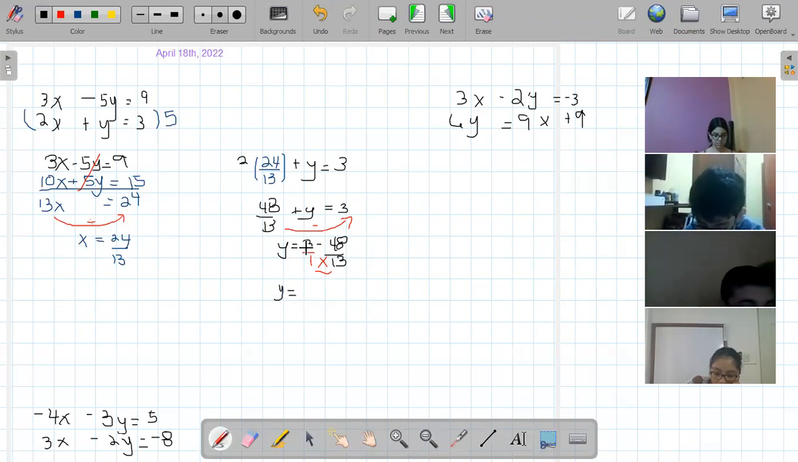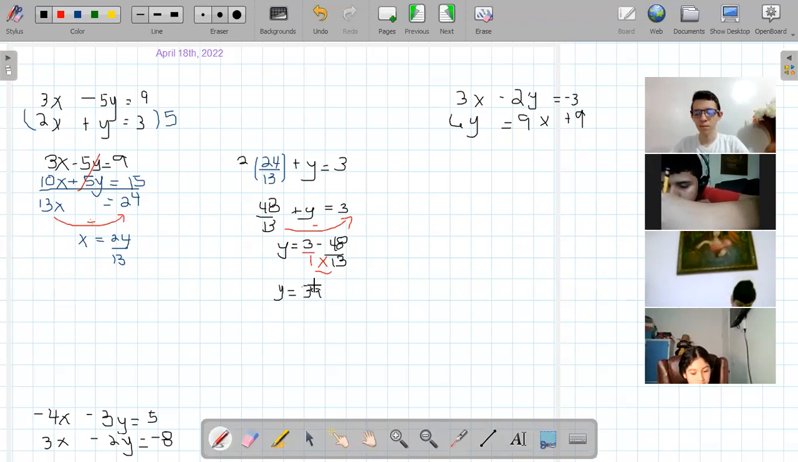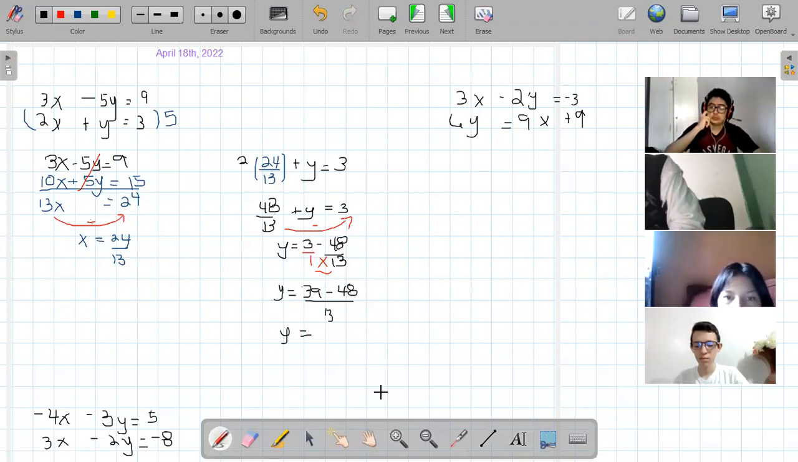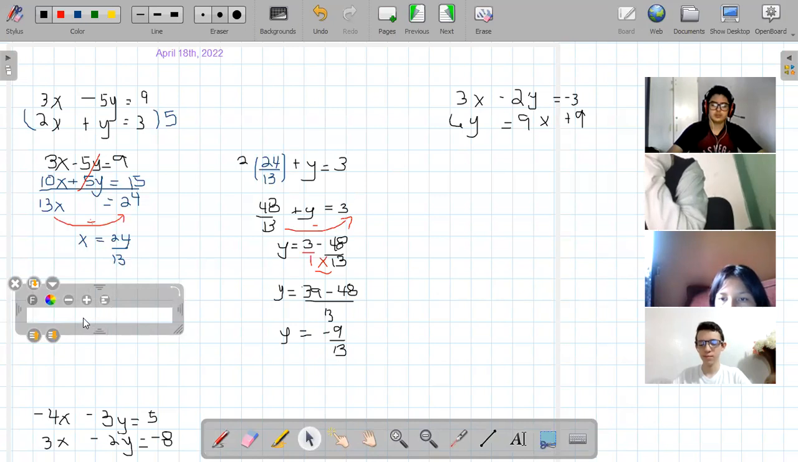And I'm going to have y equals 3 times 13, 39. 1 times negative 48, negative 48, because it's times negative 48, remember? Over 1 times 13, 13. Now let's simplify. How much is 39 minus 48? That is negative 9. Negative 9 over 13. Can I simplify that? All right, I cannot. 9 over 13 cannot be simplified.